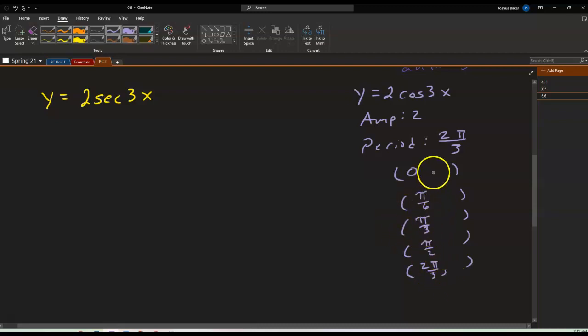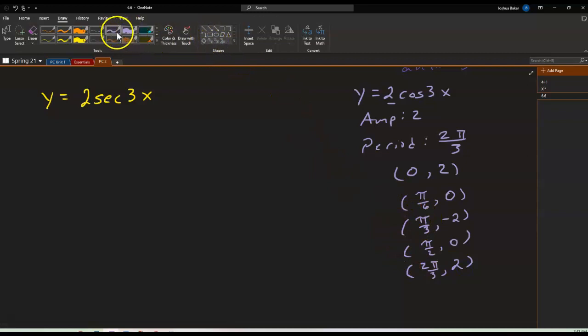Okay. Then, normally cosine has a y value of 1, but I'm going to be multiplying it by this 2. So it'll be a 2. Then the next one is a 0, multiplied by 2 is a 0. The next one is a -1, multiplied by a 2 is a -2. The next one is a 0, multiplied by 2 is a 0. And the last one is a 1 multiplied by 2, and we get a 2.